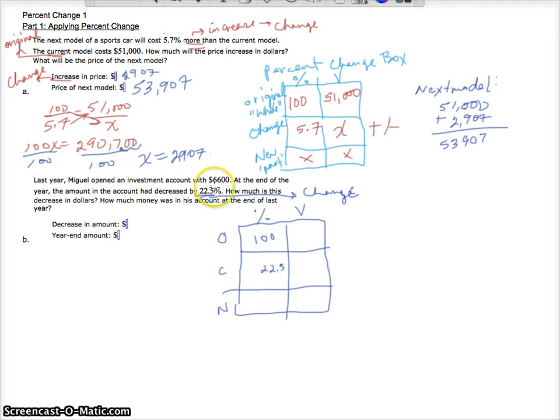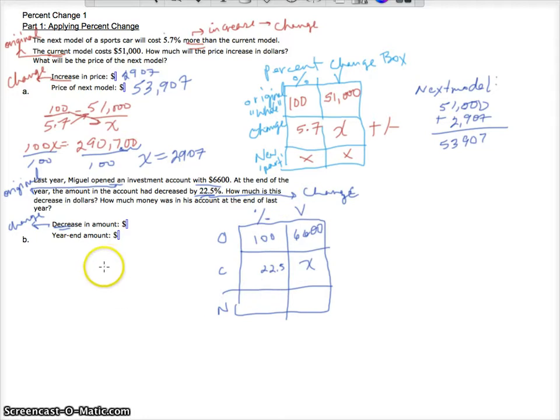He opened an investment account with $6,600. He opened an account with this price. That means that this money is the original. So I'm going to put 6,600 at the top. And it asks me, how much did it decrease? Well, decrease is a change. So I'm going to put my X in the change box. And I'm going to use these values to set my proportion up.